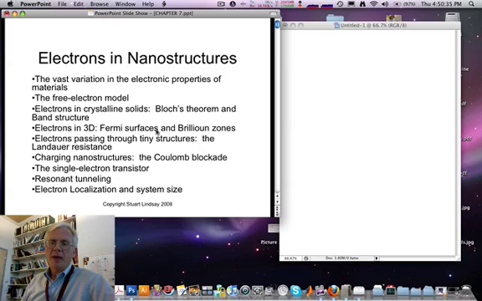We'll talk about the complications of band structure in 3 dimensions. And then we turn to some genuine nanoscience. What happens when electrons pass through very tiny constrictions and introduce the very useful idea of the Landauer resistance? What happens when electrons localize on a nanostructure? This is the Coulomb blockade. And then the other extreme, when electrons pass through a nanostructure without localizing on it, resonant tunneling. And finally, we'll say a little bit about electron localization and system size.